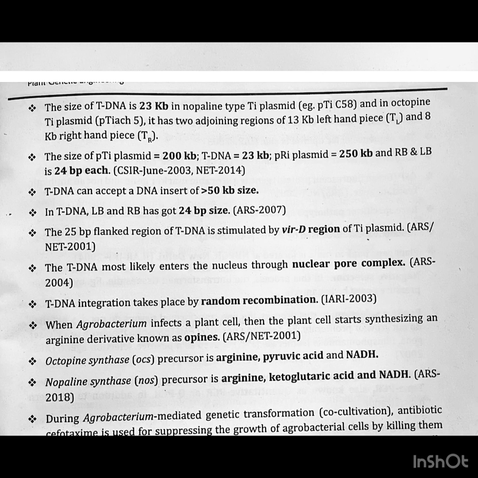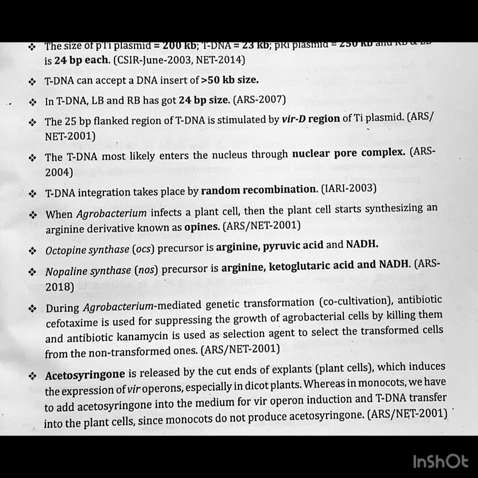Octopine synthase precursor is arginine, pyruvic acid and NADH, and nopaline synthase precursor is arginine, ketoglutaric acid and NADH. Question asked in TRS 2018. During Agrobacterium-mediated genetic transformation, the antibiotic cefotaxime is used for suppressing the growth of agrobacterial cells by killing them. The antibiotic kanamycin is used as a selection agent to select the transformed cells from the non-transformed ones.